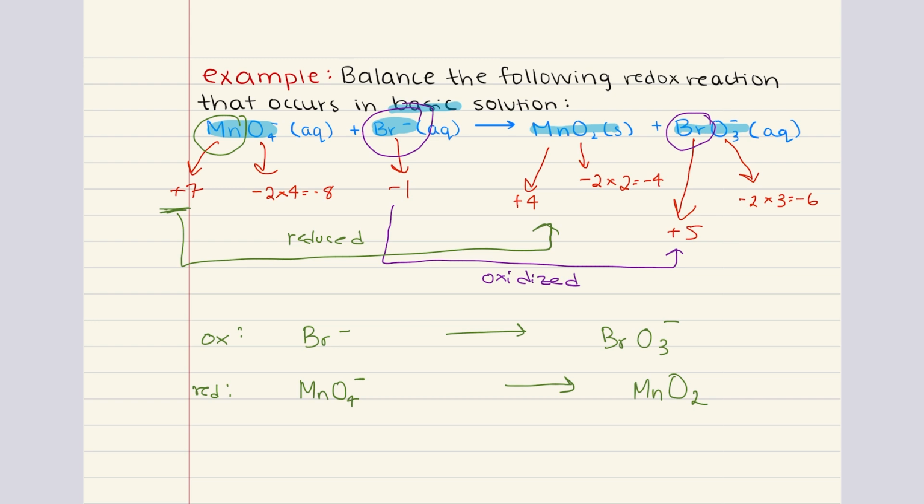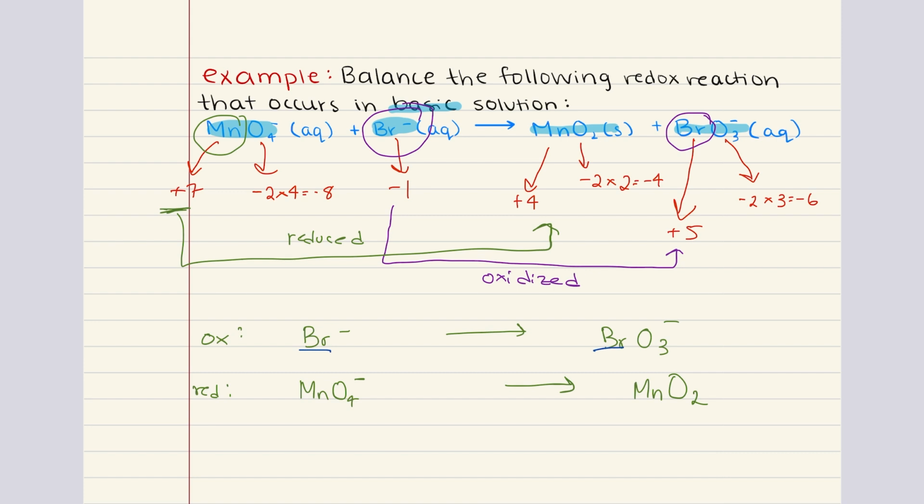We want to balance the half reactions by first balancing all of the atoms except for oxygen and hydrogen. After those atoms are balanced, then we can concern ourselves with balancing oxygen by adding water as needed, and balancing hydrogen by adding H plus as needed. Let's start with balancing our oxidation half reaction. Here we have one bromine atom on the reactant side and one on the product side. So that is already balanced.